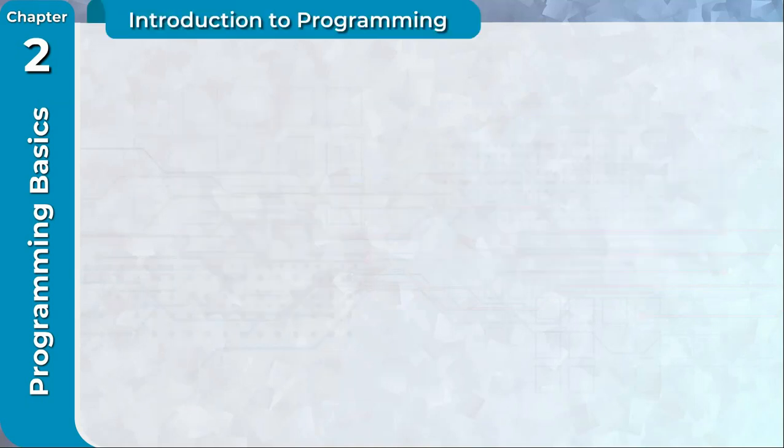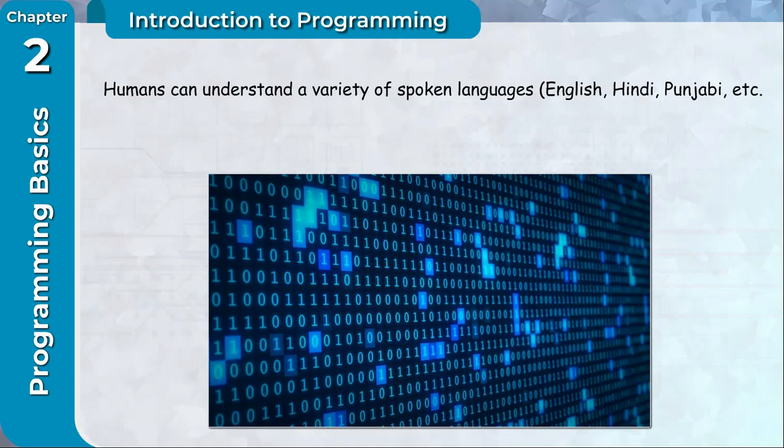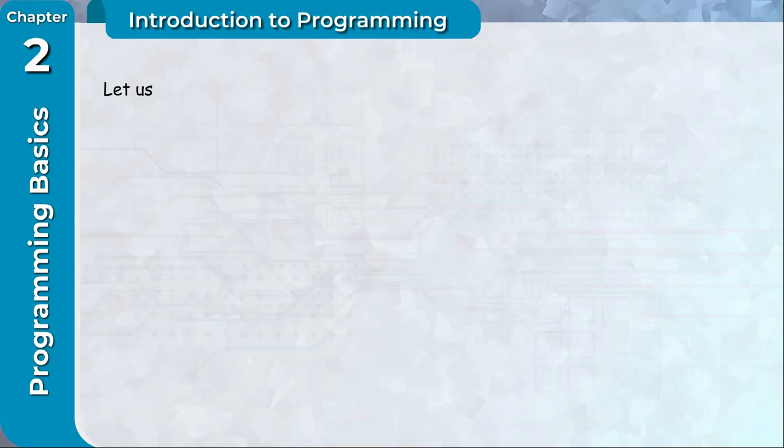Introduction to programming. Humans can understand a variety of spoken languages, English, Hindi, Punjabi, etc., whereas computers cannot understand these languages. Computers understand only one language, that is the machine language. Let us understand it in the following manner.